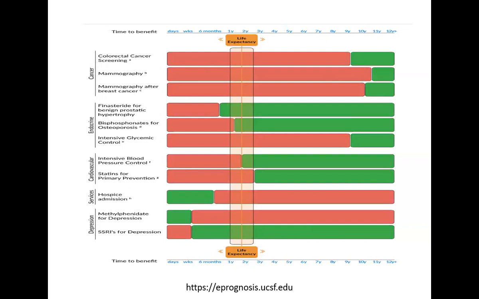Intensive glycemic control, as I touched on, you really need a long life expectancy for that to be worthwhile. Blood pressure, a bit less. Statins are there. Hospice admission is switched around. So if your life expectancy is less than 6 months, you're good to go. If it's longer than that, no hospice for you. And then, SSRIs kick in quite quickly. I must say I haven't used Ritalin for depression, but I think they do in palliative care.